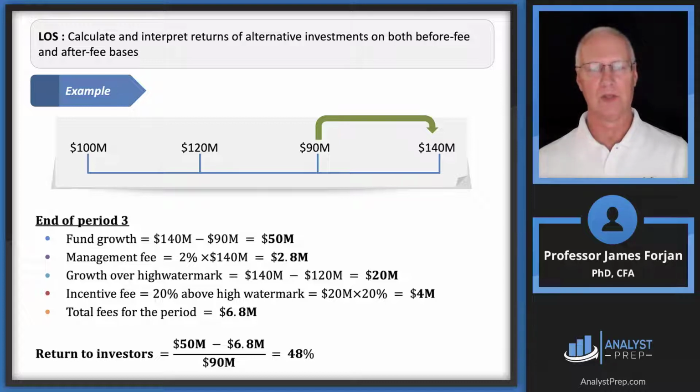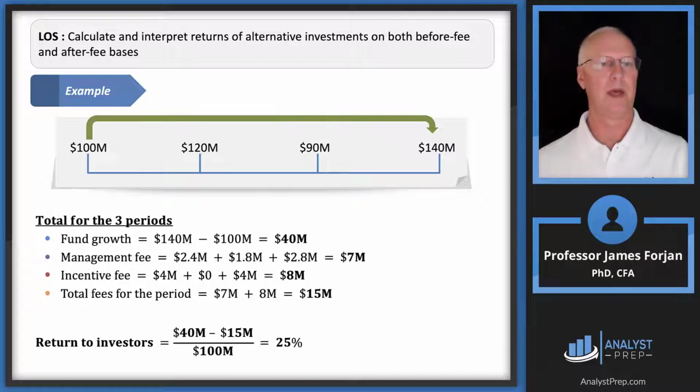And so notice that you guys got 50 million during this period, 50 million over the 90 million. So that's, what's 5/9? So that's over half, but you have to pay me that 6.8 million. So your total return is less than half. There it is, 48%. So this gives you a really good sense, and these are simple examples here. These are very similar to what the learning module examples are inside of the reading. So calculate and interpret those fees and the returns. You should be able to do that.